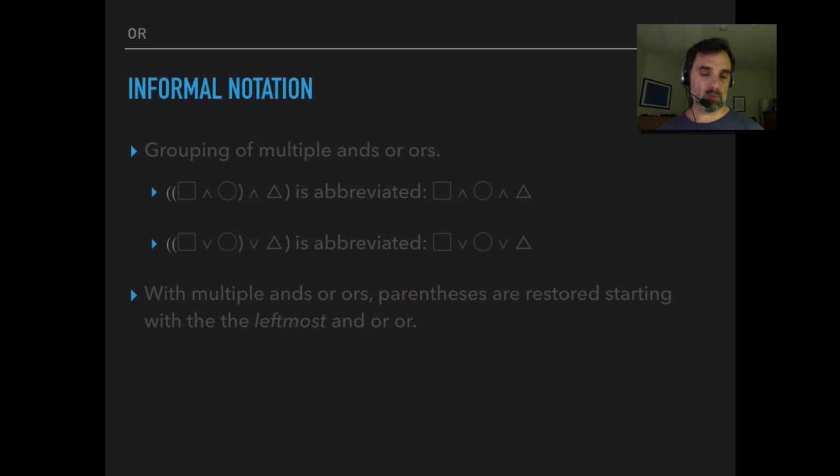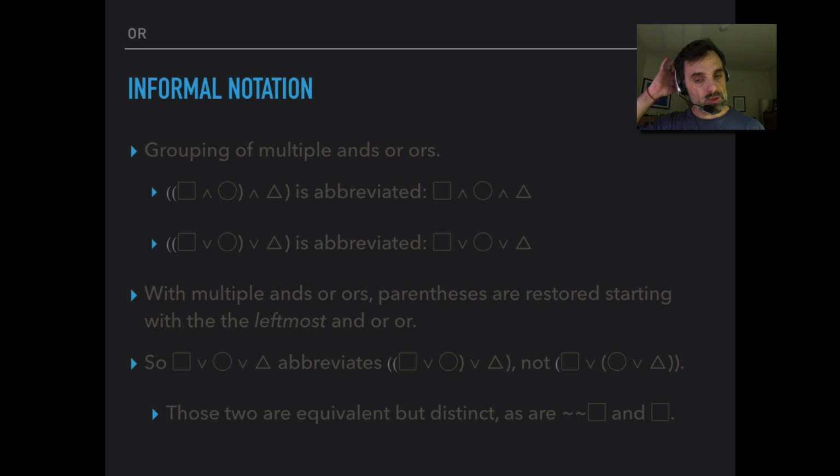So when you have multiple ANDs or multiple ORs and the parentheses are missing, you need to put them back on, and how do you put them back on? You start with the leftmost AND or OR. So this string without the parentheses abbreviates parenthesis, square or circle, parenthesis, or triangle. It doesn't abbreviate square, or parenthesis, circle or triangle, parenthesis.